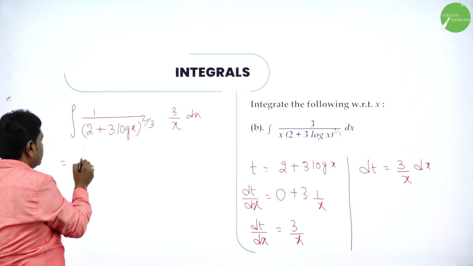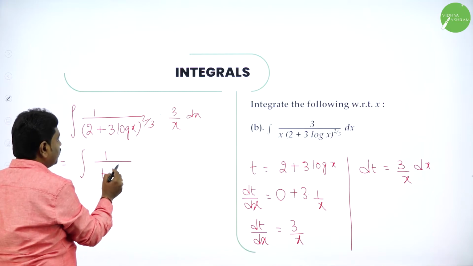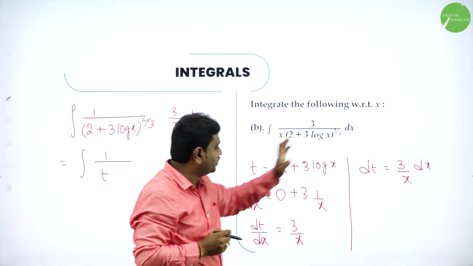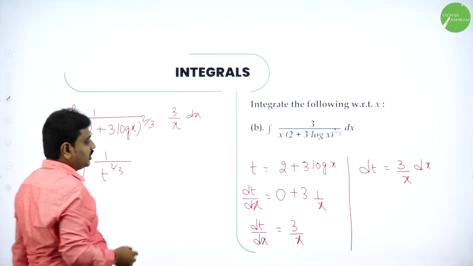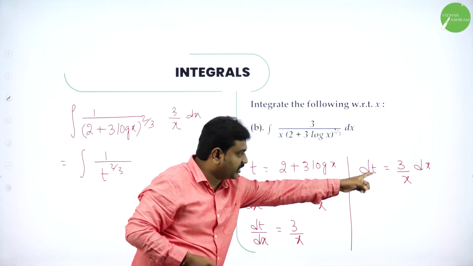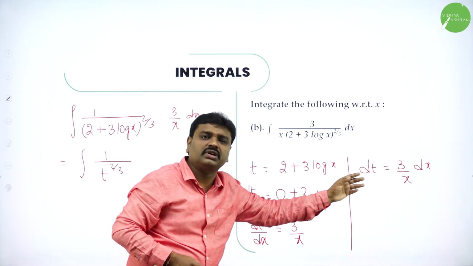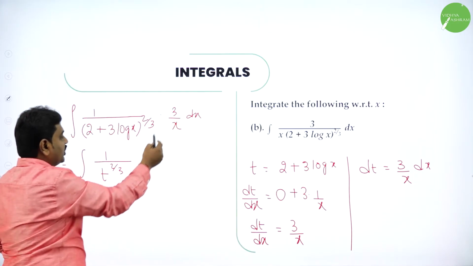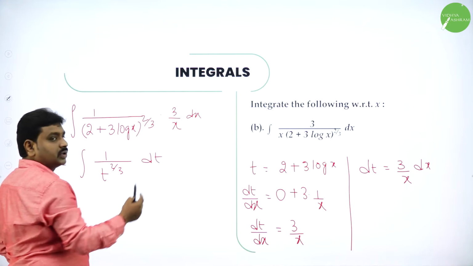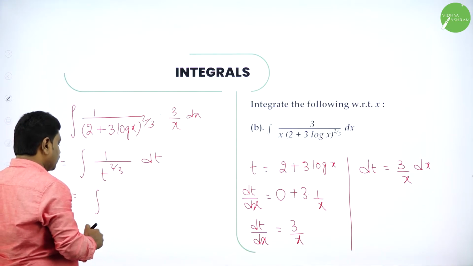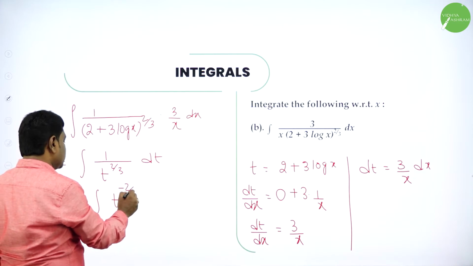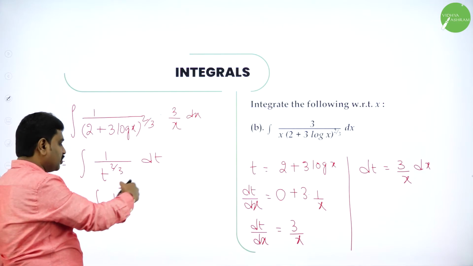Now do the substitution. Integration of, this will become t power, what is given, 2 by 3. So t power 2 by 3, because this is t, and this whole thing, if you observe, dt is 3 by x dx. Instead of 3 by x dx, you can put dt. So here you have 3 by x dx, I'll put it as dt. Now take denominator to numerator, so it will become t power minus 2 by 3. You know 1 by a power m can be written as a power minus m.